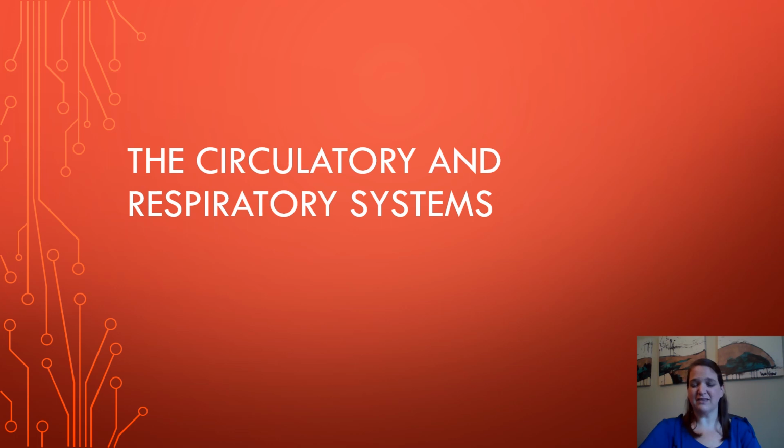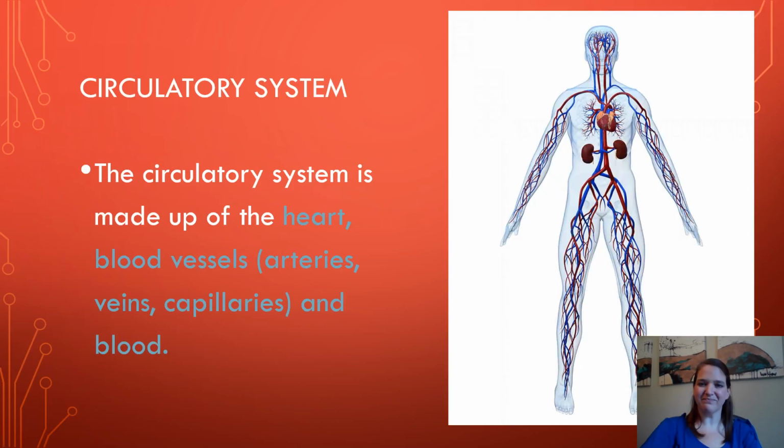Another reminder that instead of watching the videos for this unit, you may read the section of the textbook instead. So the section in the textbook for the circulatory system and respiratory system is Unit 7, Lesson 3. Let's go ahead and get started. We're going to start with the circulatory system.